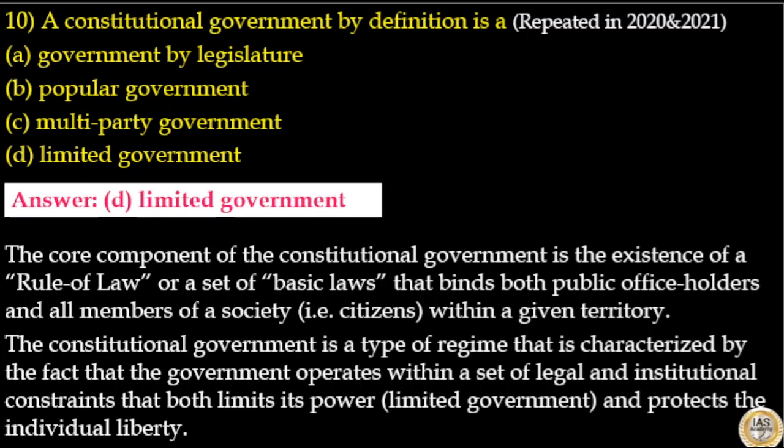The constitutional government is a type of regime that is characterized by the fact that the government operates within the set of legal and institutional constraints that both limits its power and protects the individual liberty. So the answer to this question is option D, limited government.